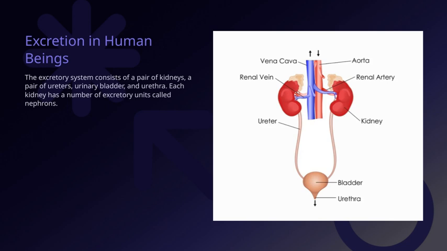Each kidney contains many small units called nephrons, and these are the actual sites where blood filtration and urine formation happen. Understanding how these parts function helps us see the importance of the excretory system in maintaining our overall health and balance. As we discuss excretion in humans, keep in mind that this system plays a crucial role in removing metabolic wastes and excess substances, ensuring our body's internal environment stays stable. This is a vital part of how our body keeps functioning properly.